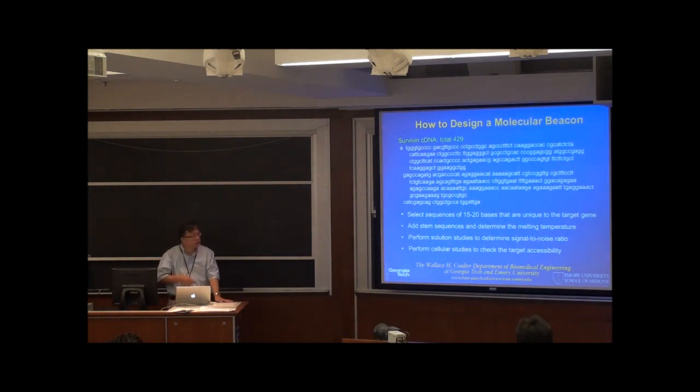Let me quickly go through some of the design issues. If you want to design a molecular beacon, first you know the specific sequence, such as the survivin messenger RNA sequence. You get a sequence, then you select unique sequences, roughly 15 to 20 bases long. You can use bioinformatics tools to search and identify the unique sequences, or you just choose a sequence, then do a search to make sure that it's unique to the gene you want to target, right? Usually it's fairly easy to identify those.